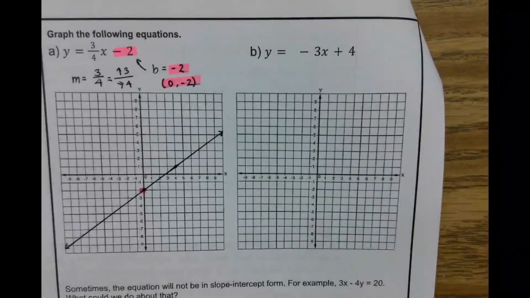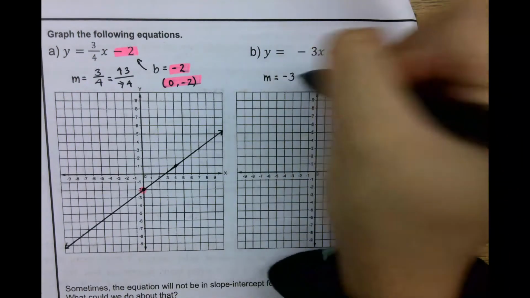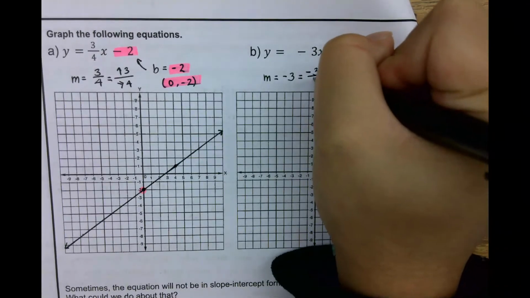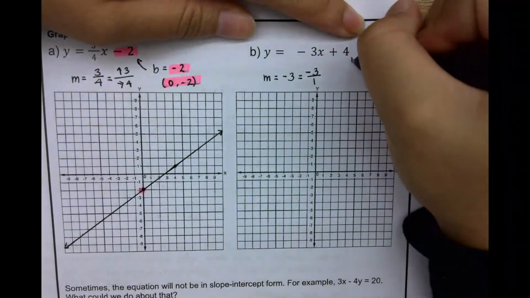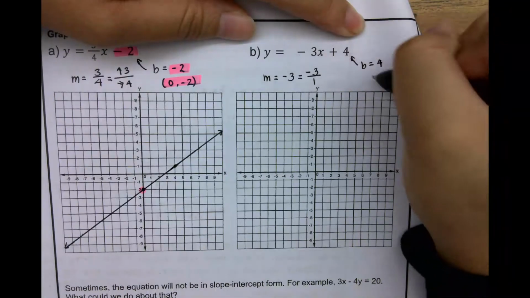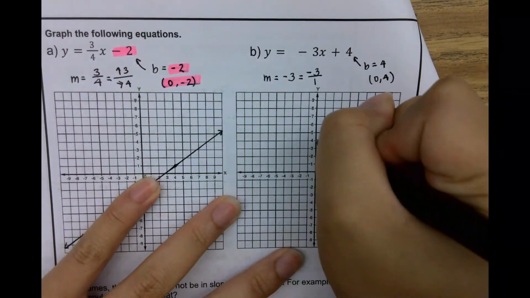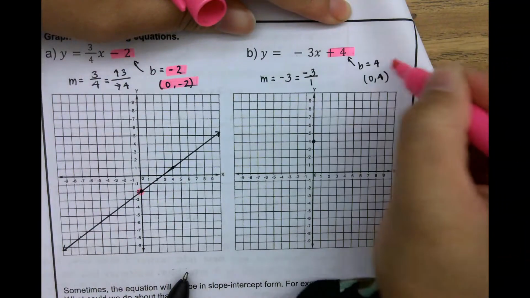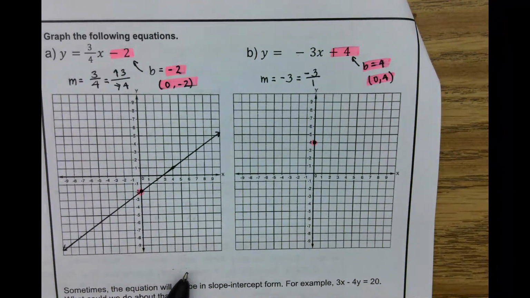So here is the next one. Here my slope is -3. And we know that if it's not a fraction, it can be written as a fraction by going over 1. My y-intercept here, my b is 4, so it's (0, 4). I'm going to start by graphing my y-intercept at (0, 4), and then I'm going to use my slope to graph the next point.